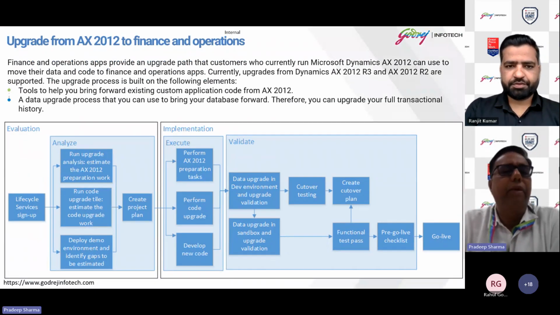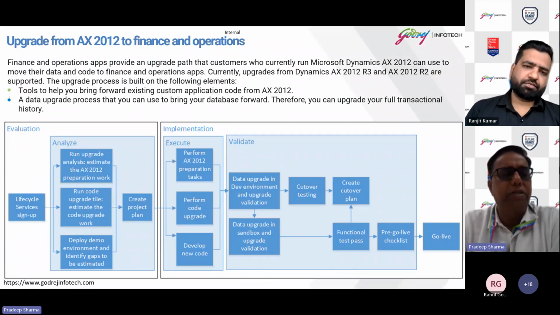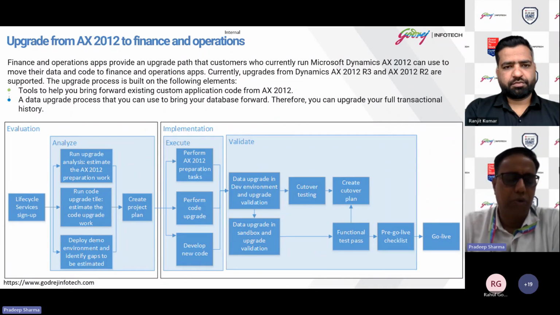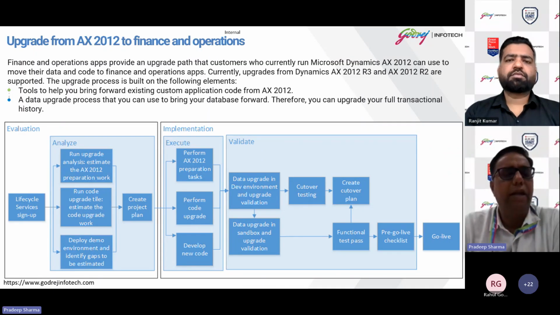Coming back to the upgrade from AX 2012 to D365 Finance and Operations. This is a high level picturization or a process flow for our upgrade. I'll go through this and then we'll deep dive for each and every granular level understanding. So upgrade consists of evaluation as well as implementations. Evaluations consist of life cycle signing up, then analysis, and then of course you go with the implementation, execute and validate. In the analyze phase, we run the upgrade analysis.